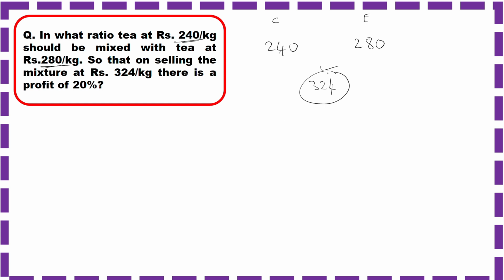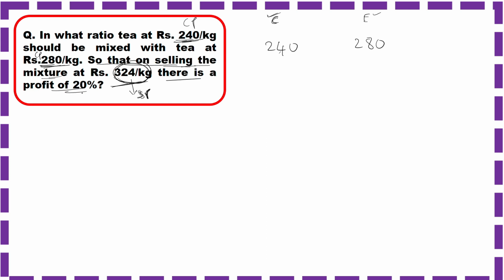No, we shouldn't take 324 here, because if we observe, 240 is the cost price, 280 is the cost price, but 324 is not the cost price, it is the selling price. Observe this statement: on selling the mixture, so 324 is the selling price. In the alligation method, please remember this: if these two are in cost price, the mean shouldn't be in selling price, it must also be in cost price. So what should be the value here? We do not know the value of the cost price, we know the selling price value, which is 324.